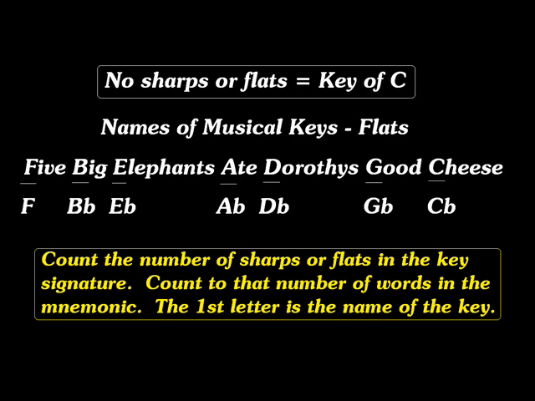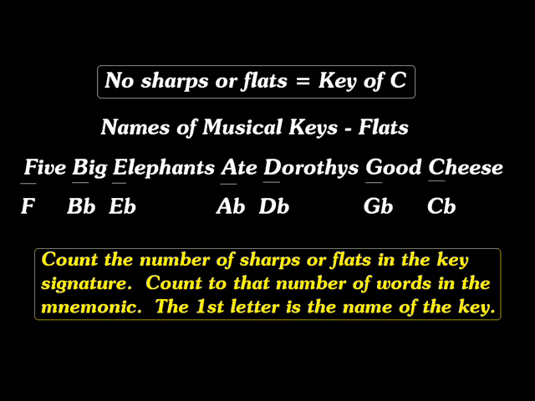If the key signature contains flats, you can use this mnemonic to determine the name of the key. Count the number of flats in the key signature. Next, turn to the mnemonic and count words until you reach that number. The first letter of that word is the name of the key.